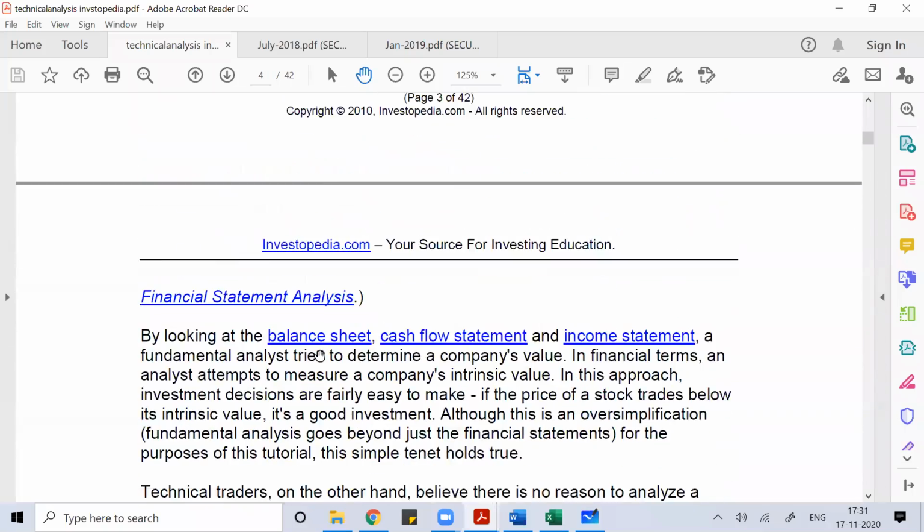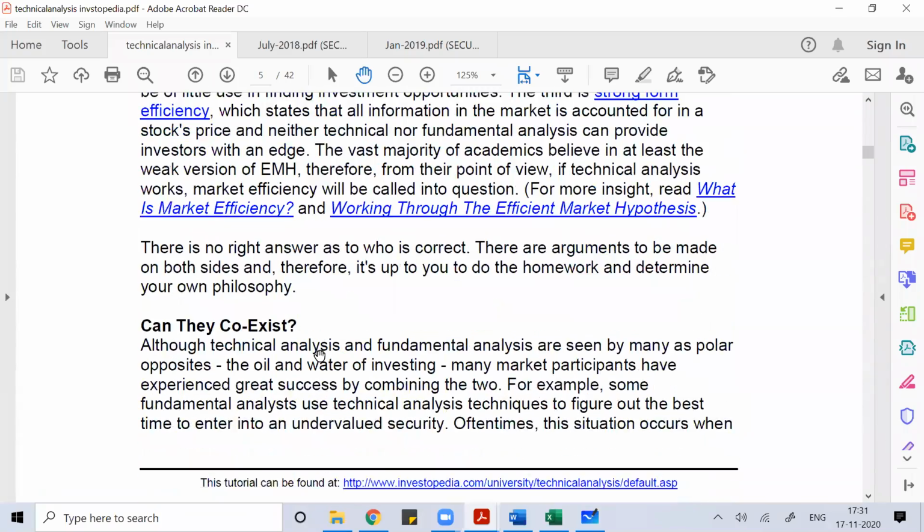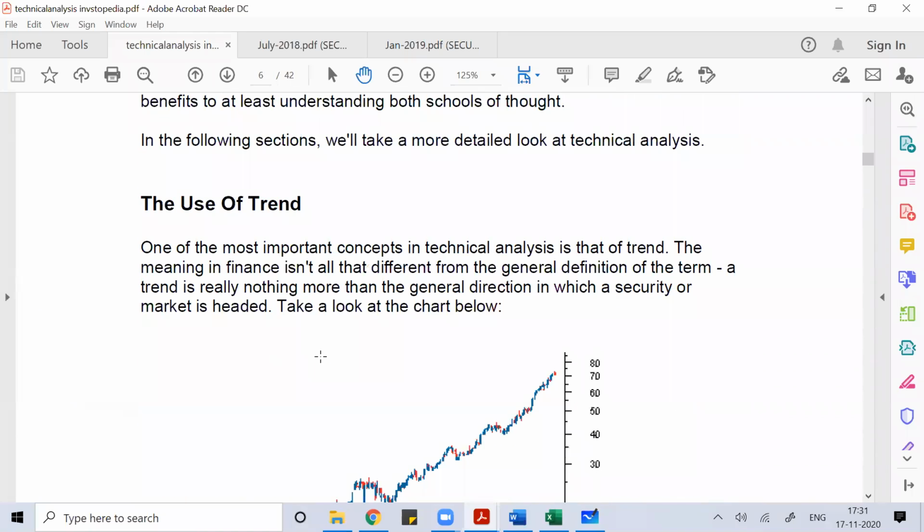Fundamental analysis and technical analysis, these are the differences you can see. So which is better? Can they coexist? You can read about this.